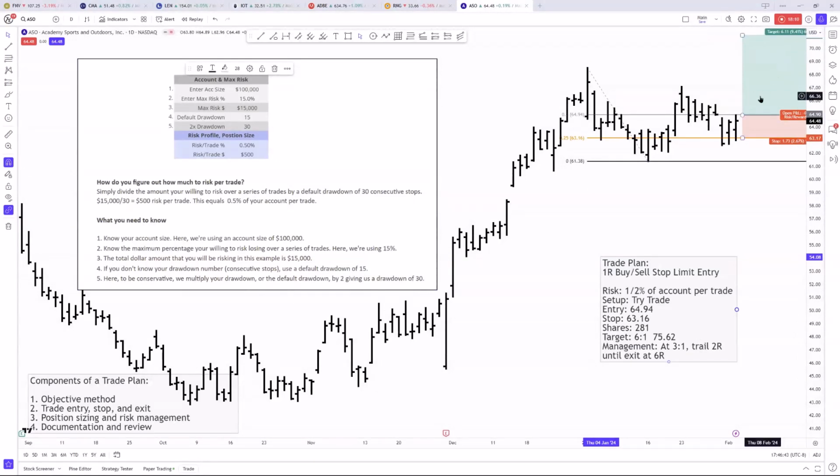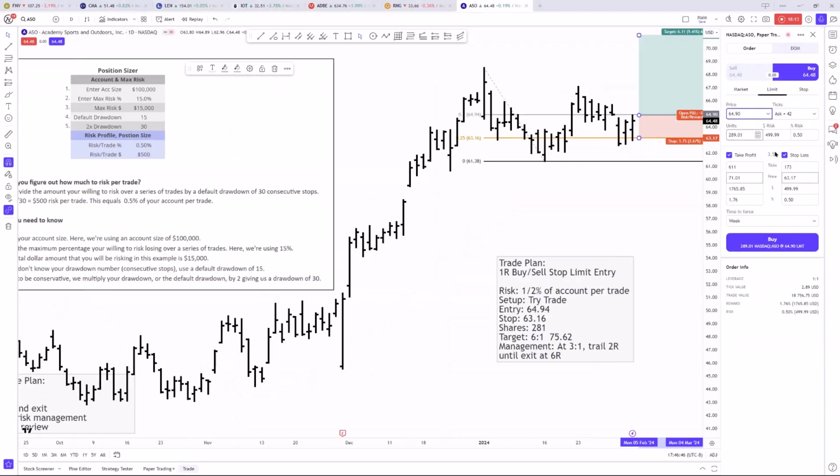All right, let's get this order in. And we're going to do a buy stop limit order at, tighten this up, 64.94. And we're going to do a stop at 63.16. And we're going to do a target. No, I didn't get that one all the way up there. We're going to do a target at 75.62, and then double check everything. We need to set this guy as our risk at $500. Right, that's going to give us 280 shares rounded.